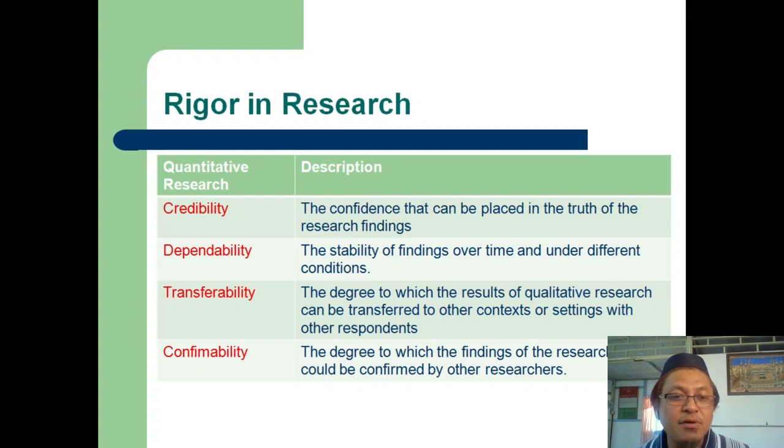So there are 4 criteria in qualitative research for looking into rigor. One is called credibility, number 2 dependability, number 3 transferability, number 4 confirmability. Credibility means how confident we are about the truth that we obtain from the research findings. In statistics, we have confidence, right? 95%. In qualitative, we cannot quantify that confidence. But there must be a mechanism, a technique, or a measure that we look into to make sure that our findings are really credible.